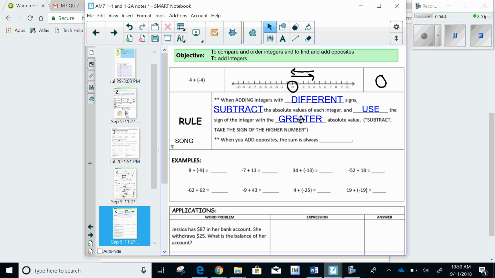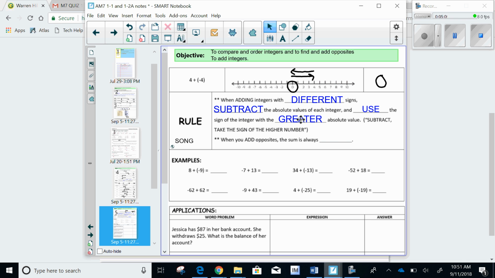If you had more negatives, your answer will be negative. If you had more positives, your answer will be positive. So the kind of shortcut way to say that is different signs, subtract, and take the sign of the higher number. We all know that positives are always higher than negatives. So we want to think of that more as the higher absolute value.